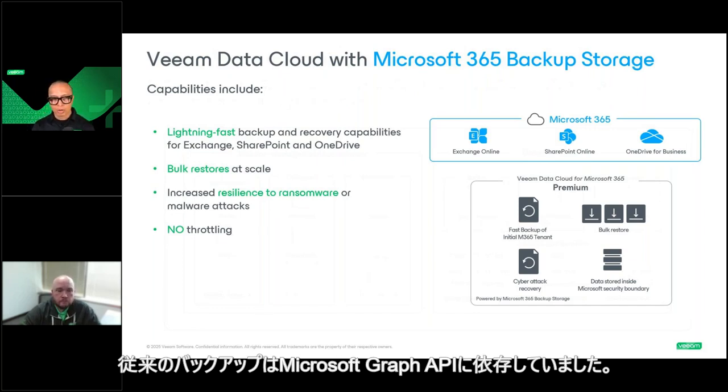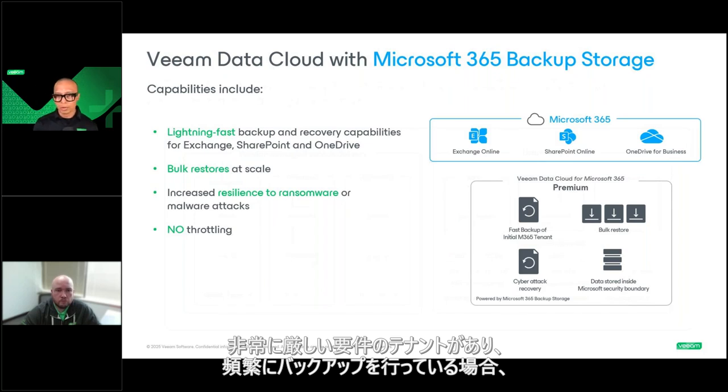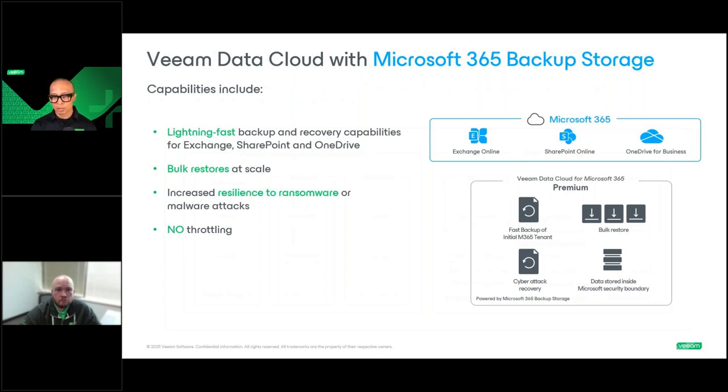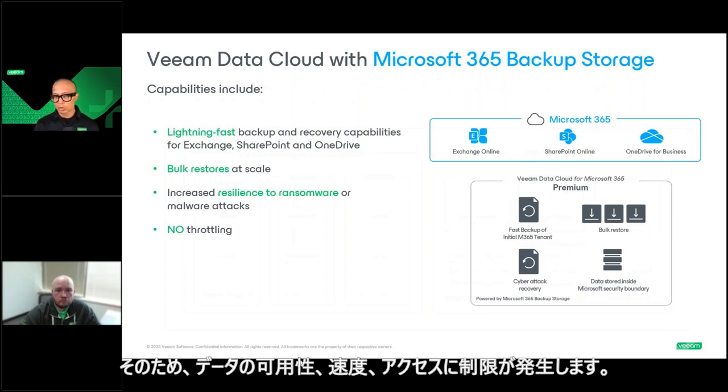Our traditional backup relied on, or still does rely on, the Microsoft Graph API, which if you've got a really busy tenant and you are backing it up from time to time, you could see throttling from Microsoft. So there are some limitations on availability, speed, and access to that data.